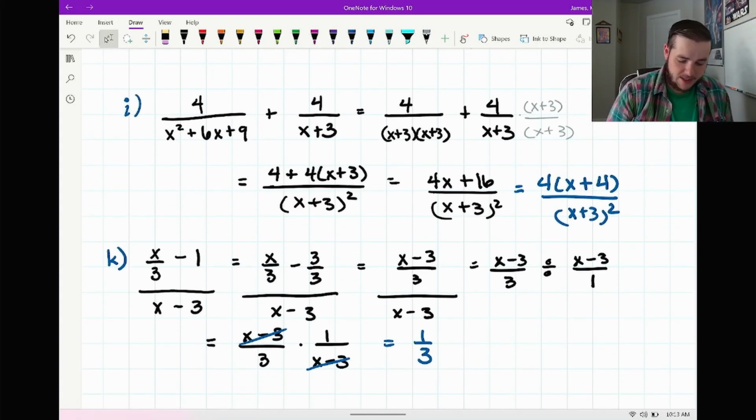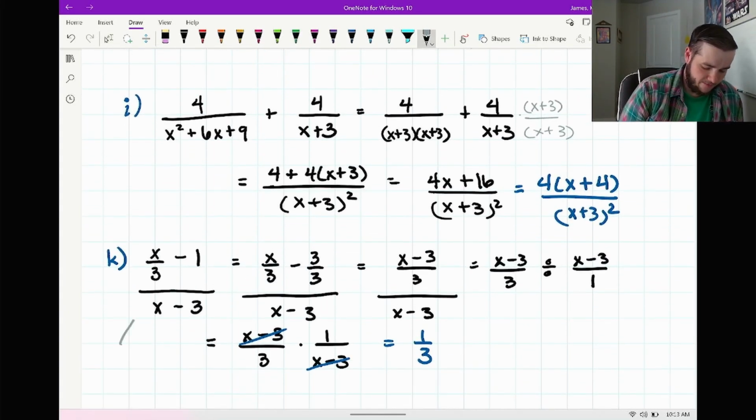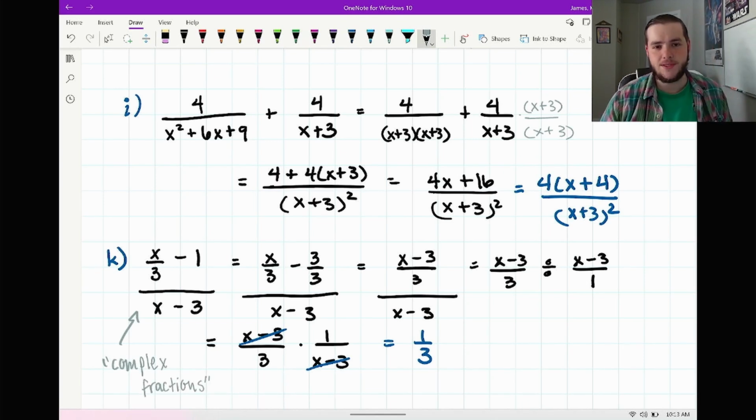Now, you may see these kinds of expressions called complex fractions, because I've got fractions of fractions. I personally don't like the name complex fractions because it makes it sound like it's a fraction of complex numbers, but some books, including our own, call them that. Remember, fractions are just division, and we don't have to be scared of them.